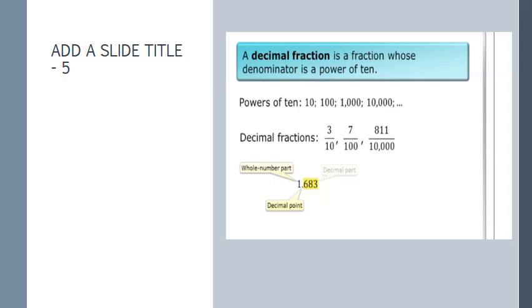So anything to the right of the decimal point is the decimal part of the number, and anything to the left of the decimal is the whole number part, which indicates the positive on a number line, and the decimal part indicates the negative on a number line.